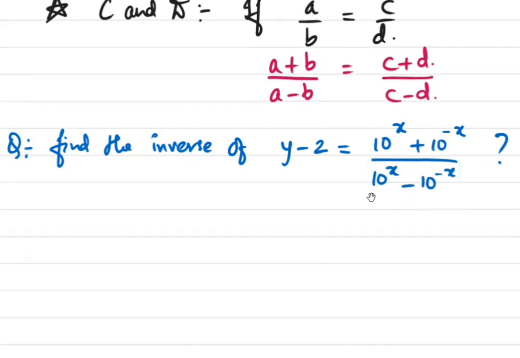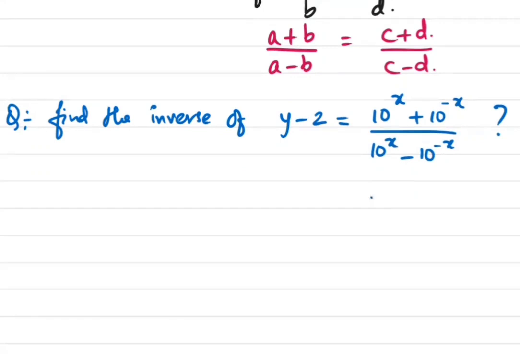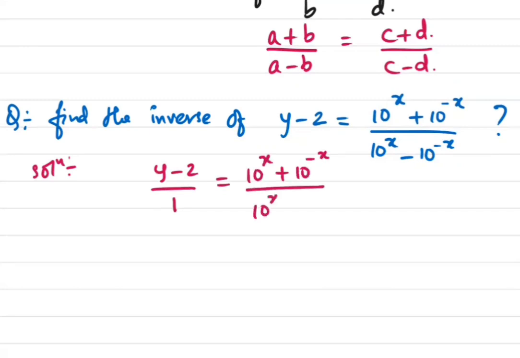To separate x, as we can see, there is 10 to the power x, and in the denominator 10 to the power minus x as well. Once it is added and once it is subtracted. Just by looking at this expression, we can make sure that this is related to componendo and dividendo. Now, componendo and dividendo can be applied when there is a ratio on LHS and RHS. So the LHS should be in ratio form. Let's discuss the solution. I can write the left hand side as (y minus 2) divided by 1 equals (10 to the power x plus 10 to the power negative x) divided by (10 to the power x minus 10 to the power negative x). Now apply componendo and dividendo.